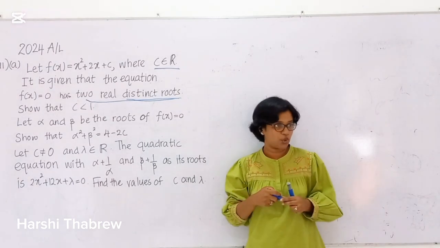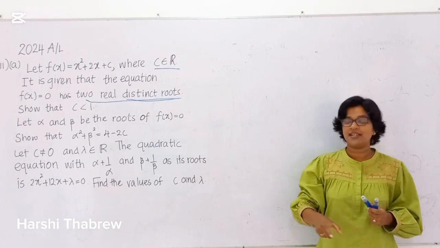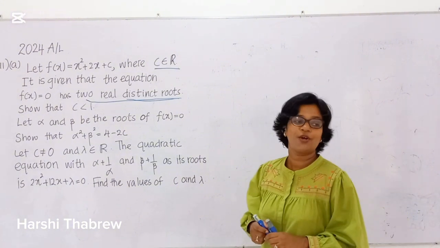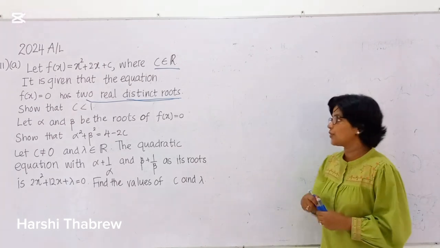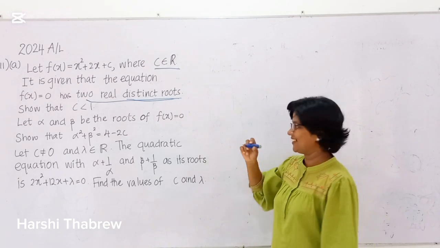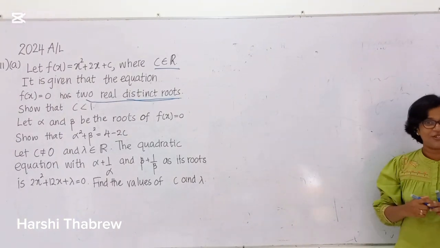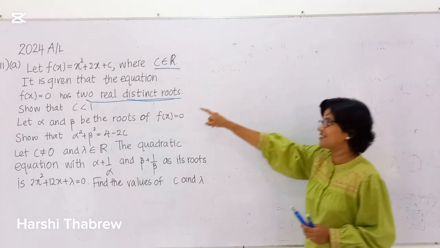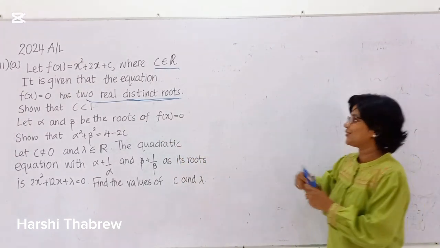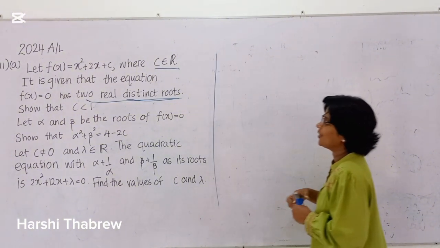So if it's given, what should you do? You should know about the discriminant and the nature of the discriminant of the quadratic equation. What should happen? The discriminant of the quadratic equation should be greater than 0 because it has two real distinct roots. So let's start to write the answer.